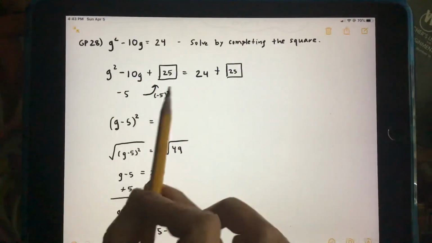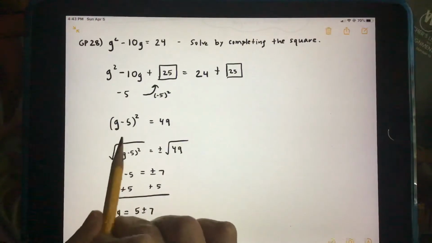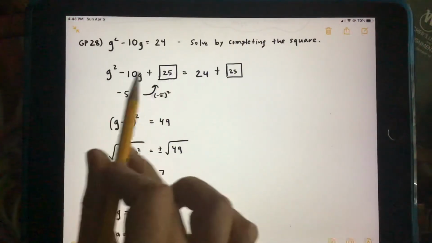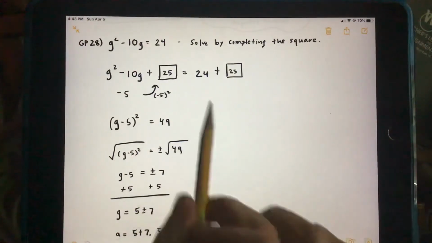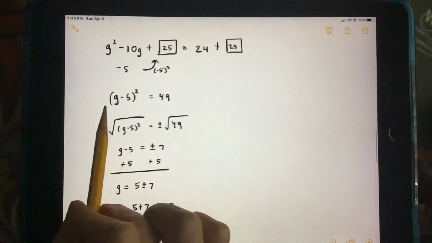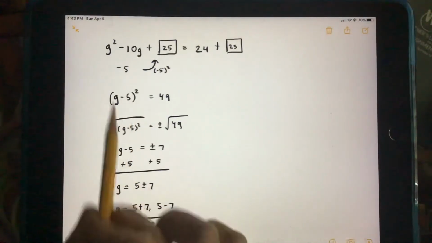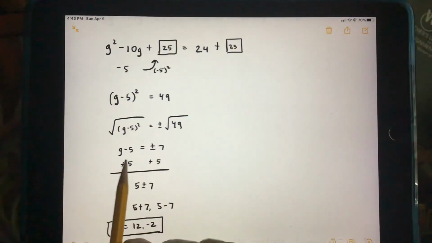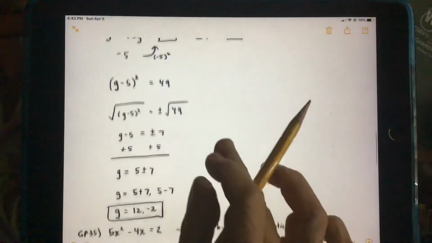Rewrite your perfect square trinomial that you just built as g minus 5 squared, because g minus 5 times g minus 5 is g squared minus 10g plus 25. And then over here, 24 plus 25 is 49. Now take the square root of both sides because we have just the squared term by itself. Taking the square root of both sides will give us both a positive and a negative root. So we get g minus 5 equals positive or negative 7.